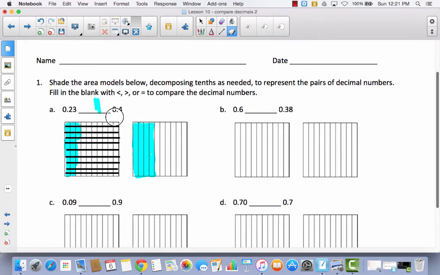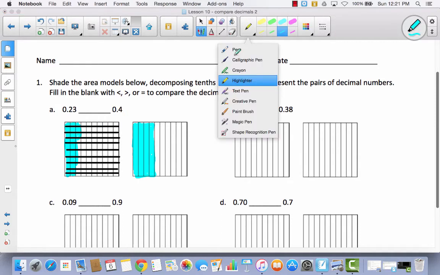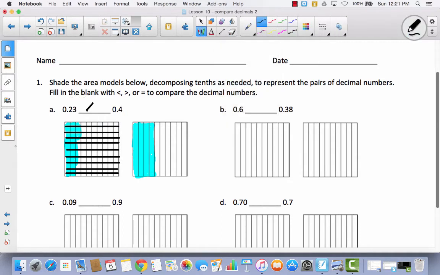Okay, so I want you to try to do the next one all by yourself. And I want you to go ahead and pause the video, shade both of your area models, and then I want you to come back and let's compare. So go ahead and pause the video.